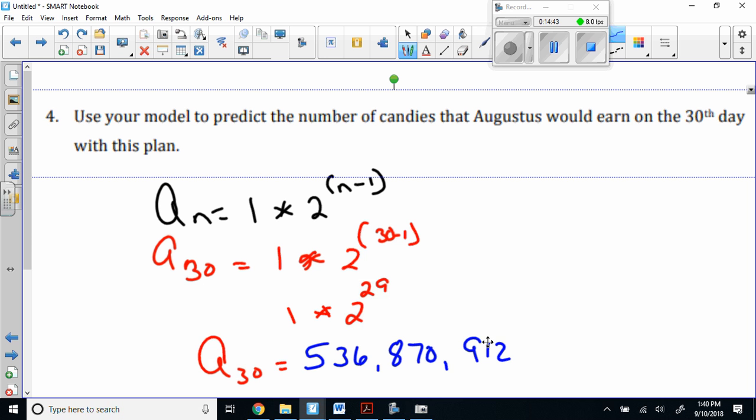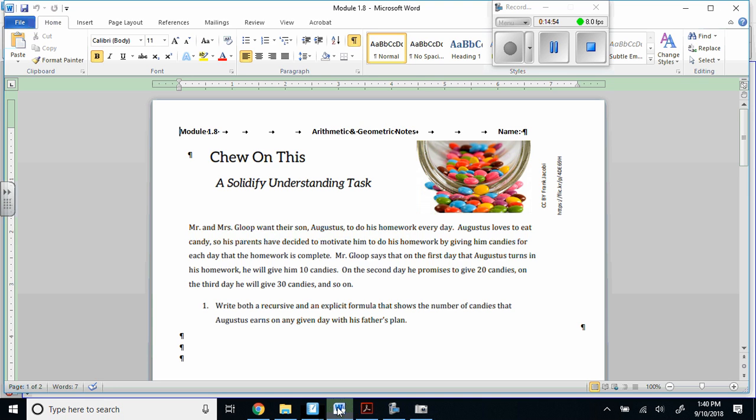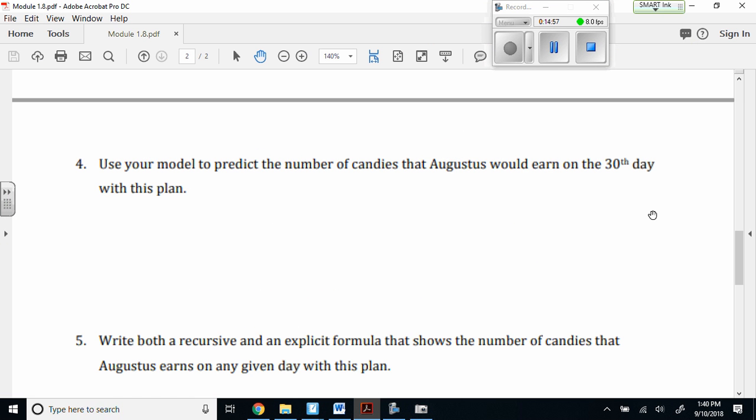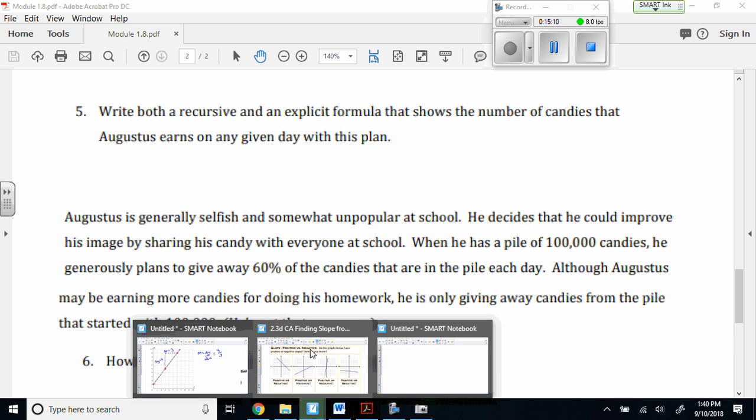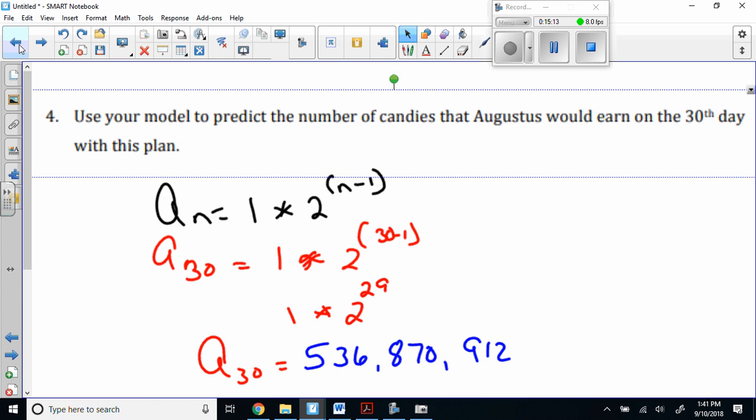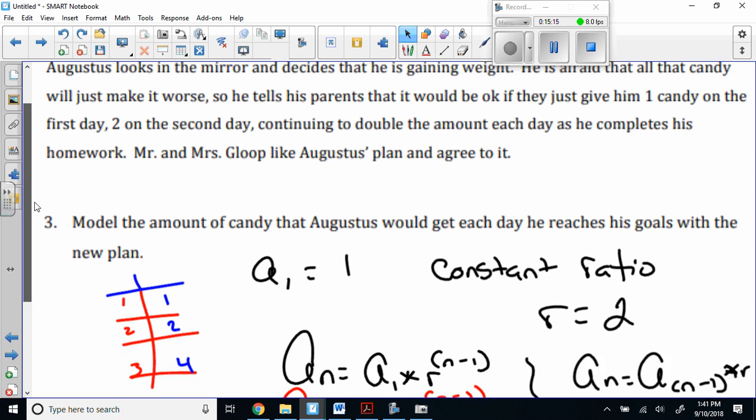All right. Any questions on that? Are y'all good? No, seriously, are y'all good? Okay. Write both the recursive and explicit showing that number of candies. Oh, we've already done that, have we not? We did it over here, did we not? We did, right here. Look at that.